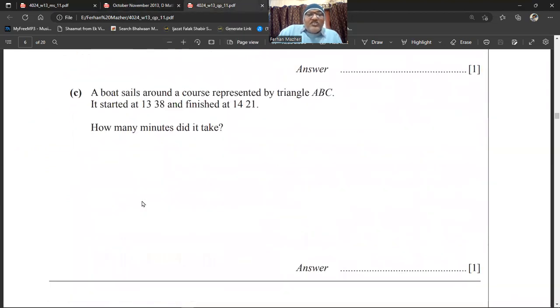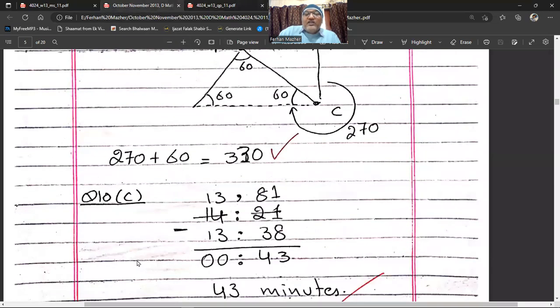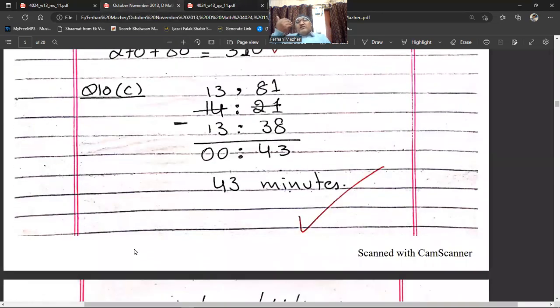Okay, then their question is: a boat sails around the coast represented by the triangle ABC. It started at 13:38 and finished at 14:21. How many minutes did it take? Okay, the departure time is given, the arrival time is given, and they ask you to find out the journey time. From the arrival time minus the departure time, you will get the journey time.